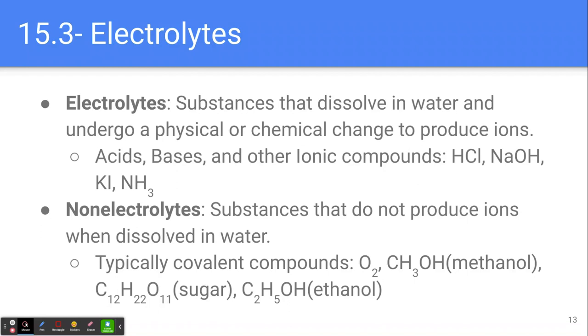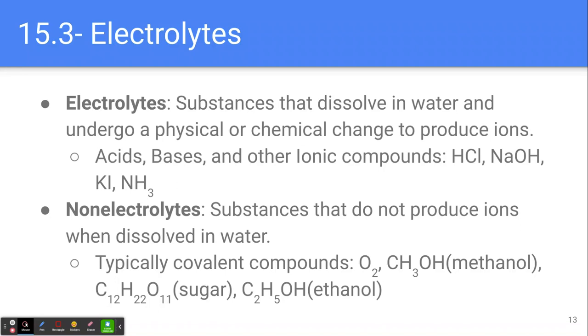So some common electrolytes would be your acids, bases, or other ionic compounds. So we've got things like hydrochloric acid, sodium hydroxide as a base. We've got potassium iodide, which is just a salt. Ammonia is another example of a base. So those produce ions when they're in solution.